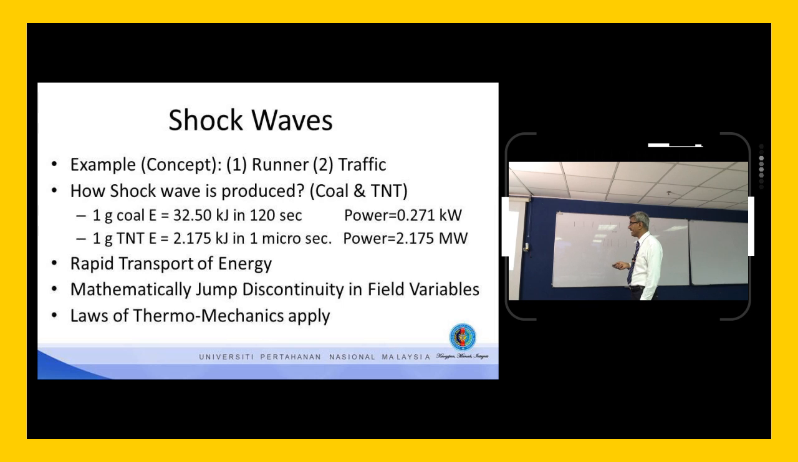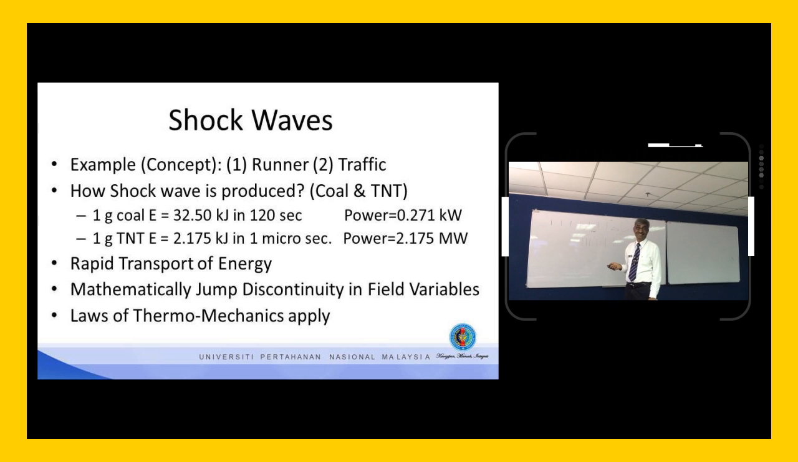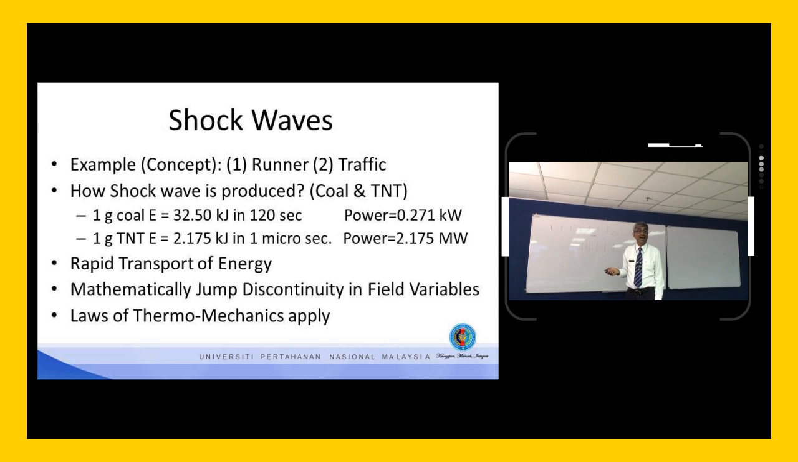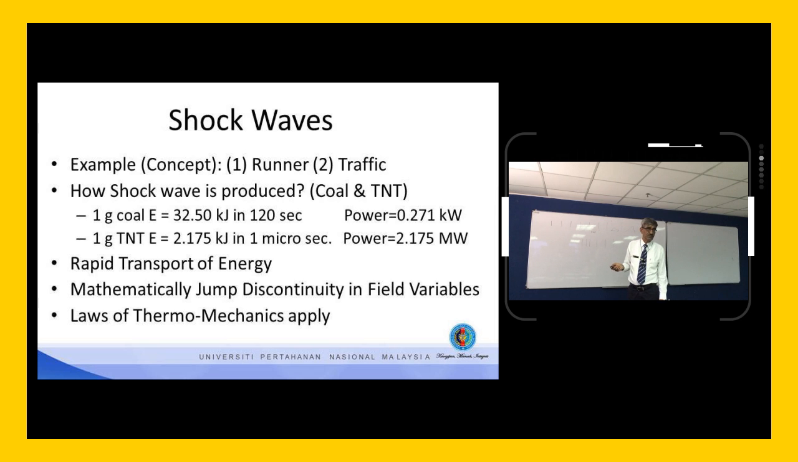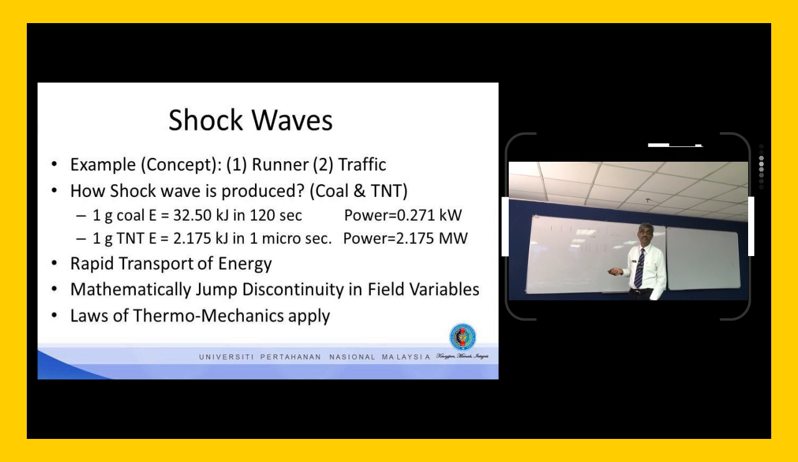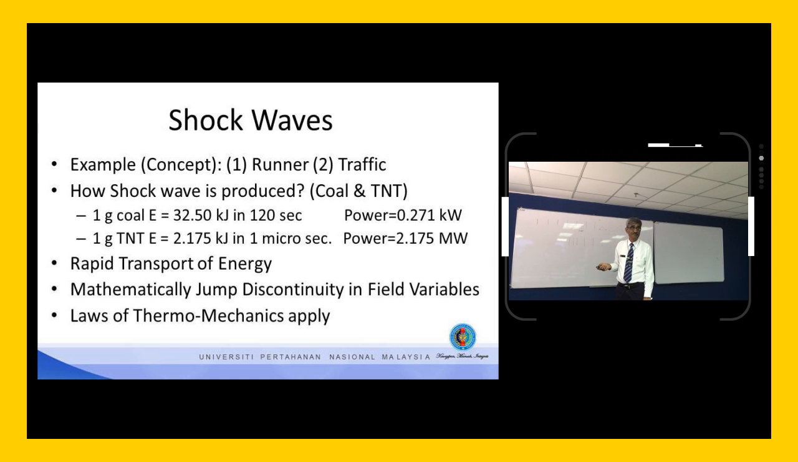Now what is causing a bang, or what is generating a shock wave, is this power. You see, in the case of TNT, the same 1 gram, the power is about 2.175 megawatt. Simply, we divide energy by time, so we get this much megawatt. For coal, we divide this energy by time and we get only 0.271 kilowatt. Correct? Now, you can safely say that if the power injection is high, then there would be generation of a shock wave. When the power injection is low, there won't be any shock wave generated.